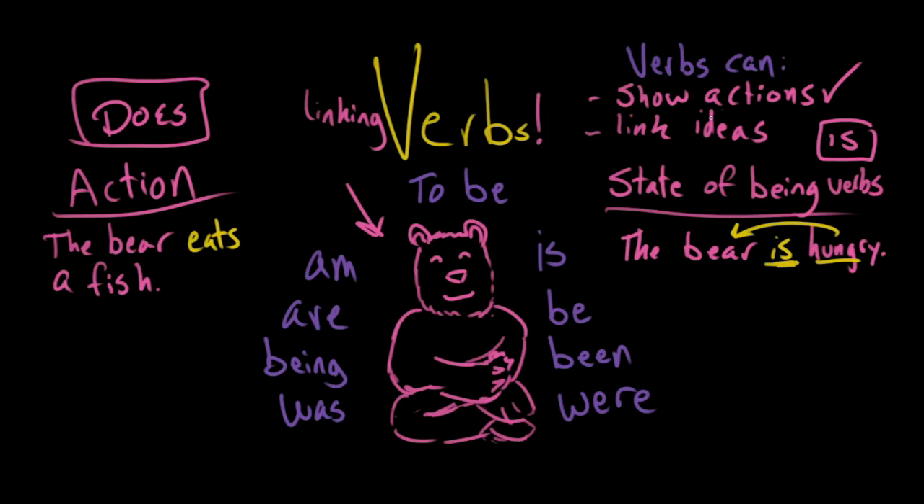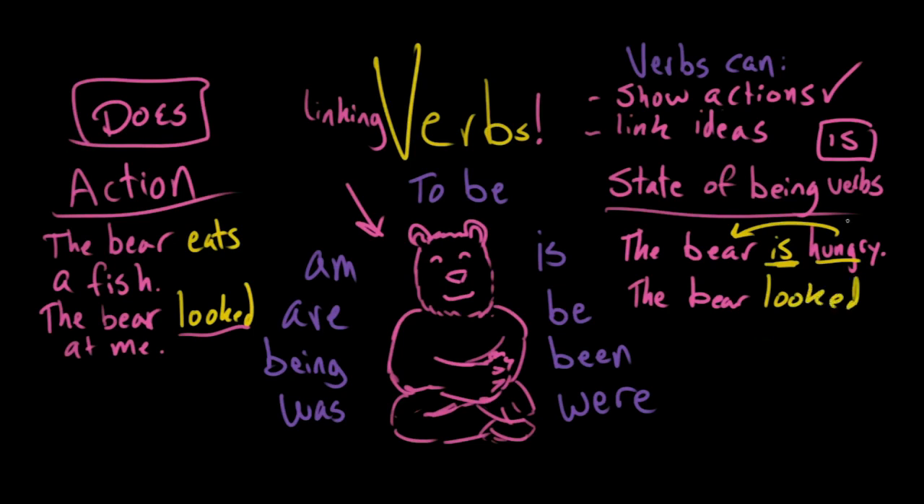Some verbs can be used both as actions and as linking verbs, and I'll show you an example. You could say, the bear looked at me, which is to say the bear is doing a thing, looking at something, namely me. But we could also say, using the same verb, the bear looked lonely. In this case, this is describing what the bear looks like. This looking is not something the bear is doing, it is how the bear appears to a viewer. So looked is connecting lonely to bear. It is linking lonely to bear. It is a linking verb.